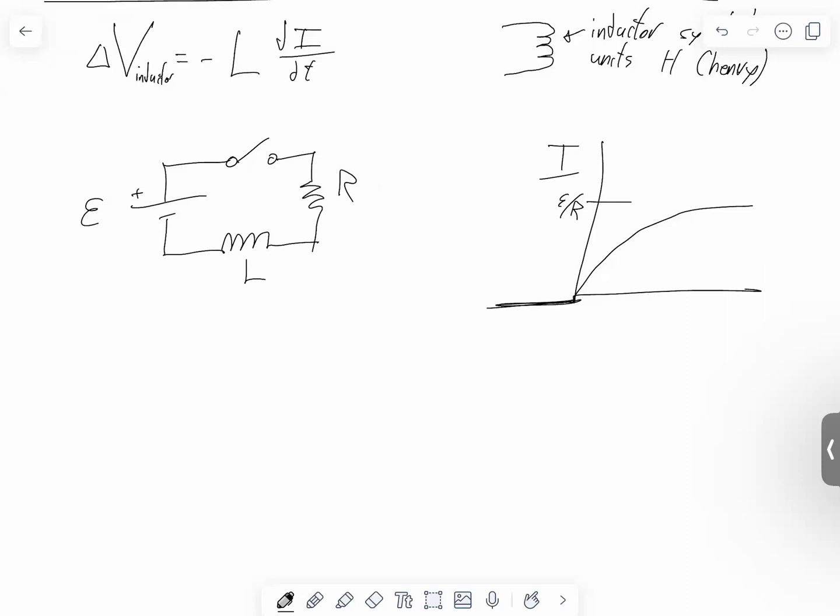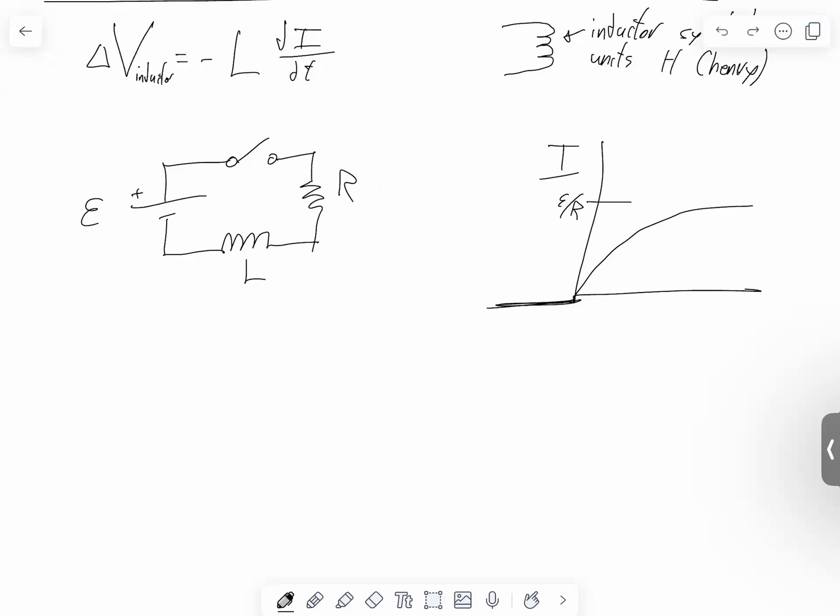When things reach equilibrium, here's another powerful principle to think about. When things reach equilibrium, when current isn't changing, what's di dt? 0. If current isn't changing, the rate of change of current is 0. What's the voltage across the inductor? So an inductor at equilibrium, an inductor with direct current applied, does nothing. It might as well be a wire. That's a principle you can apply.